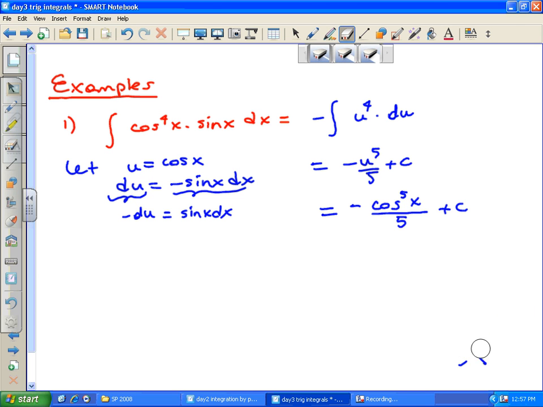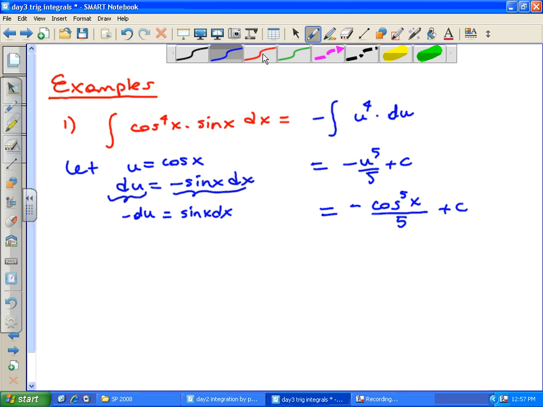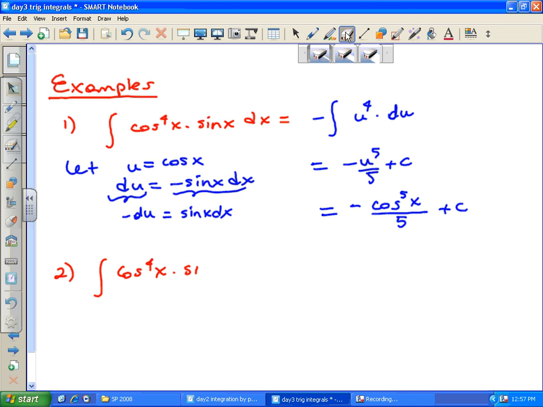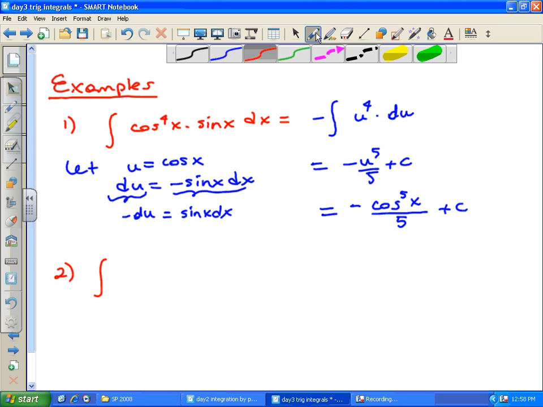Okay. So again, they're going to get more and more challenging as we do more examples today. Let's take a look at the next example. Cosine to the 4 times sine x. The integral of cosine to the 4 times sine. I'm sorry. I meant to say the integral of cosine cubed. Unless you want to do the same problem over and over again. Maybe on Groundhog Day or something.